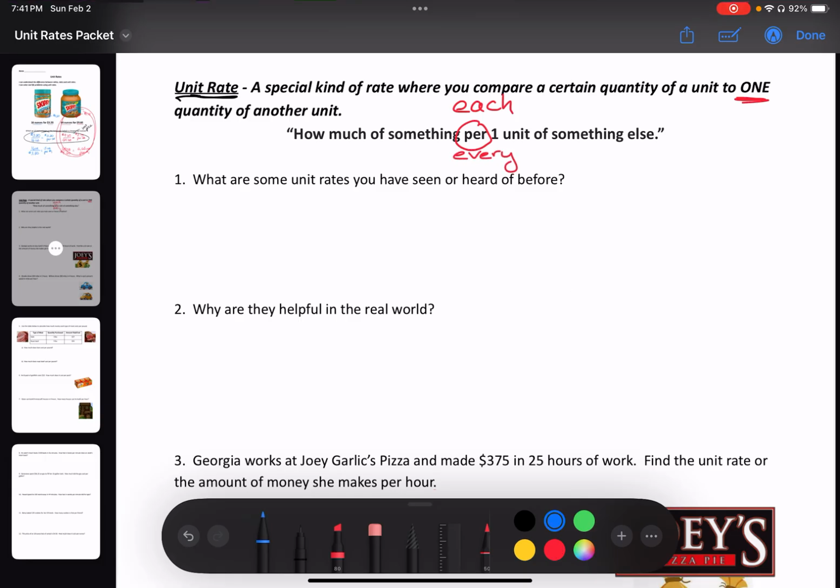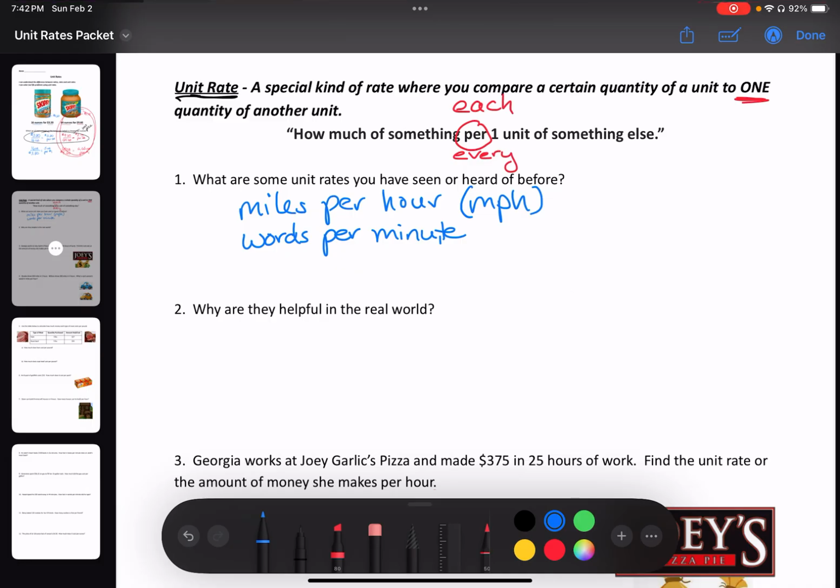For example, you might have heard of miles per hour, or MPH. It's the abbreviation. That tells us if someone is driving 45 miles per hour, they can drive 45 miles in 1 hour continuously if they do not stop. Also, you might have heard of words per minute. That is how many words, if you continuously typed at that same rate, that you would be able to type in 1 minute.